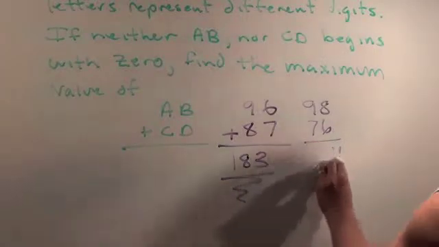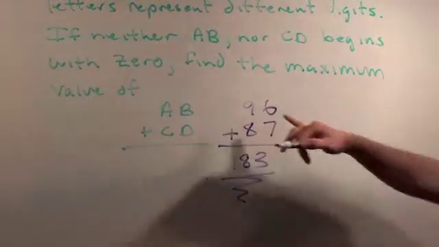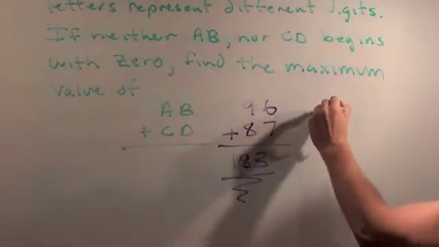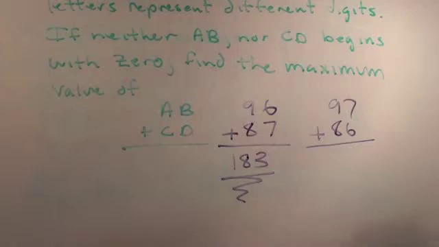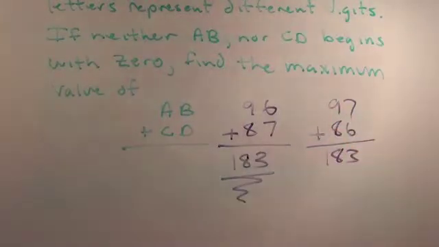I wonder if there's any way we can make it bigger. What's a bigger number we could make on the top? Well, there's 97. 97 plus 86: 90 plus 80 is 170, and 7 plus 6 is 13. So that's 183 again. So you tried to make the top and bottom as big as possible. There were a couple different things we could choose, but it sure looks like 183 is the biggest.